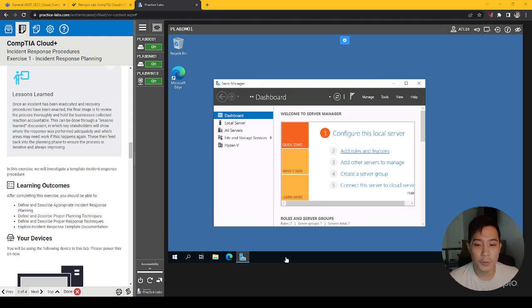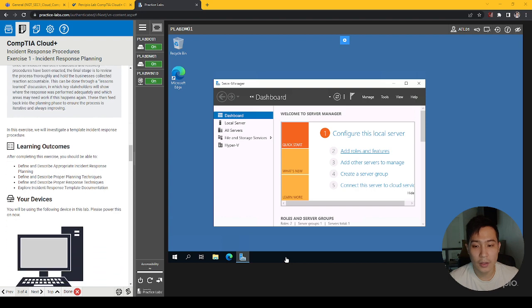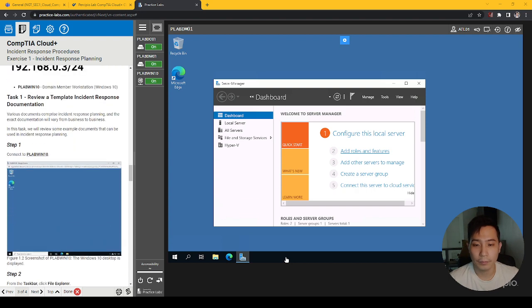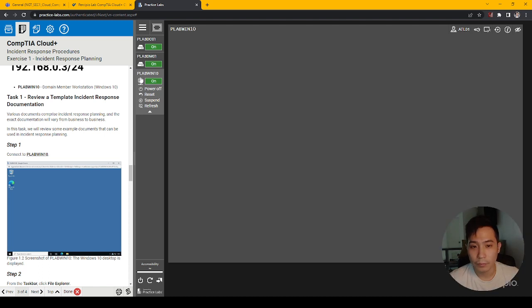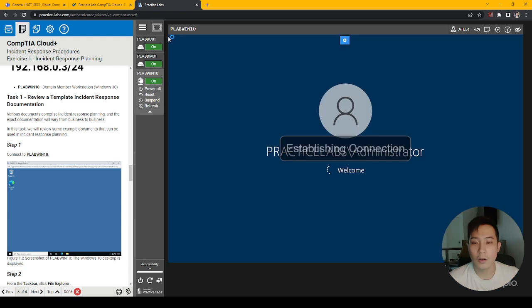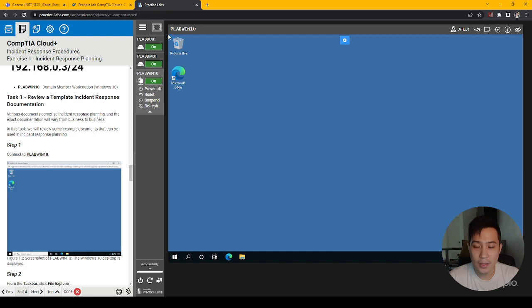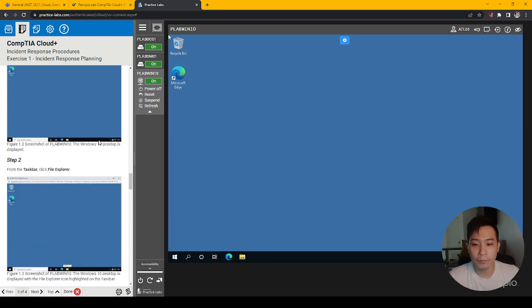Now, in this exercise, we will investigate a template incident response procedure. Now, our first task is to review a template incident response documentation. Now, various documents comprise incident response planning, and the exact documentation will vary from business to business. In this task, we will review some example documents that can be used in incident response planning.